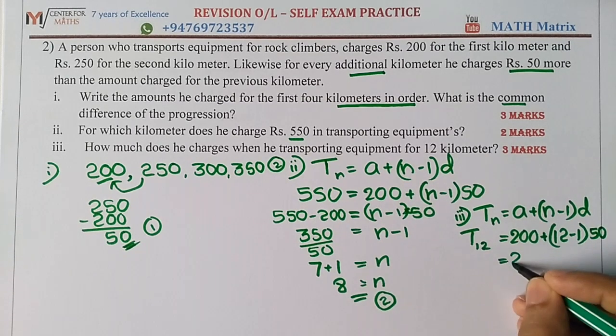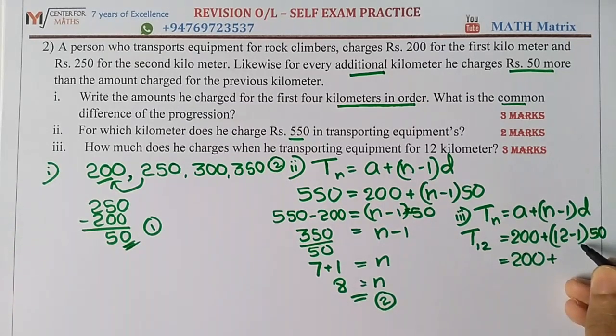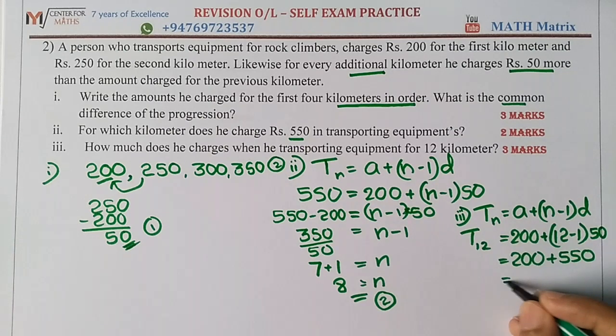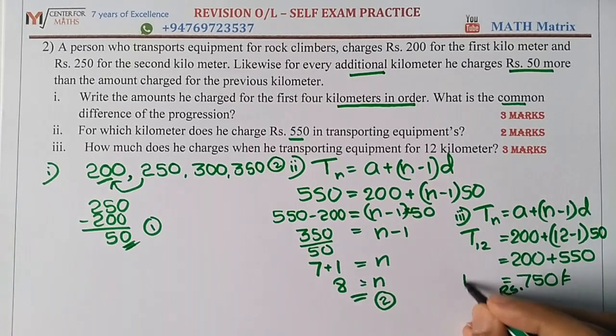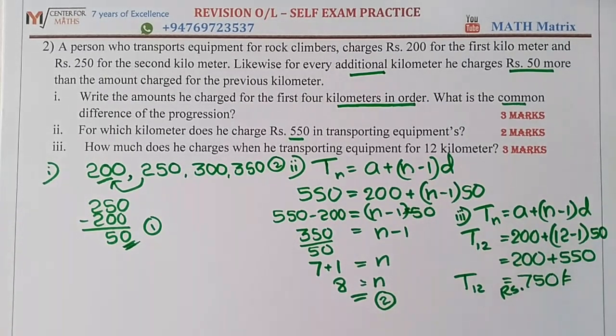Okay, now we'll simplify this. 200 plus, 12 minus 1 is 11, and 11 into 50 is 550. Now we just have to add another 200 for that: 750 rupees. Here it's a must for you to mark the unit. So the 12th term is 750 rupees. 3 marks for finding this.